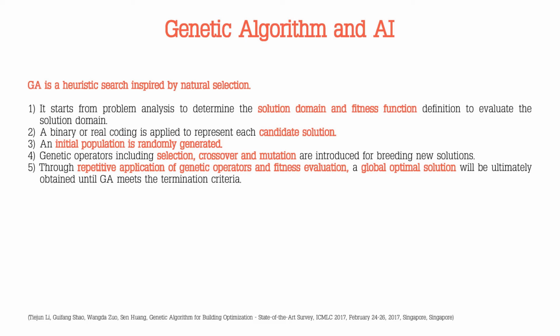Number 4: genetic operators, including selection, crossover, and mutation, are introduced for breeding new solutions. We do not need to discuss selection, crossover, and mutation anymore because we have already discussed these three fundamental points many times. Number 5: through the repetitive application of genetic operators and fitness evaluation, a global optimal solution will ultimately be obtained until the genetic algorithm meets the termination criteria.